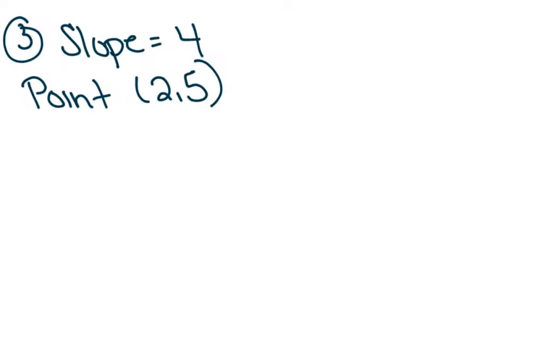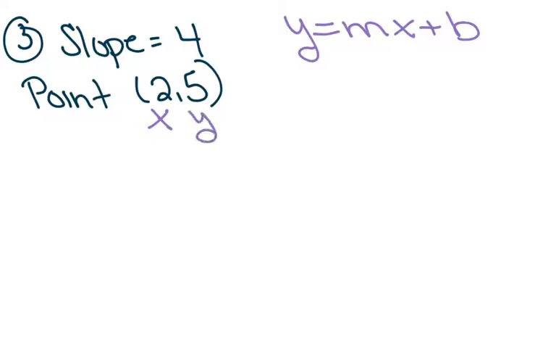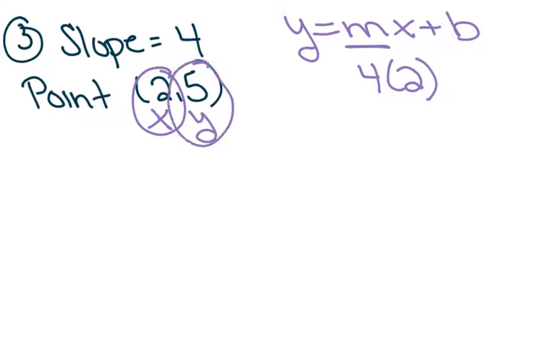Okay? All right, now this one's a little bit different because now I have a slope and I have a point. So I am going to write y equals mx plus b. I'm going to remind you that the first number in the point is x, the second is y. What I know is my slope is my m, so I'm going to put my 4 in there. I also know my x value, so I'm going to put a 2. And I also know my y value, I'm going to put a 5. The only thing I don't know is b, so I'm going to write plus b.